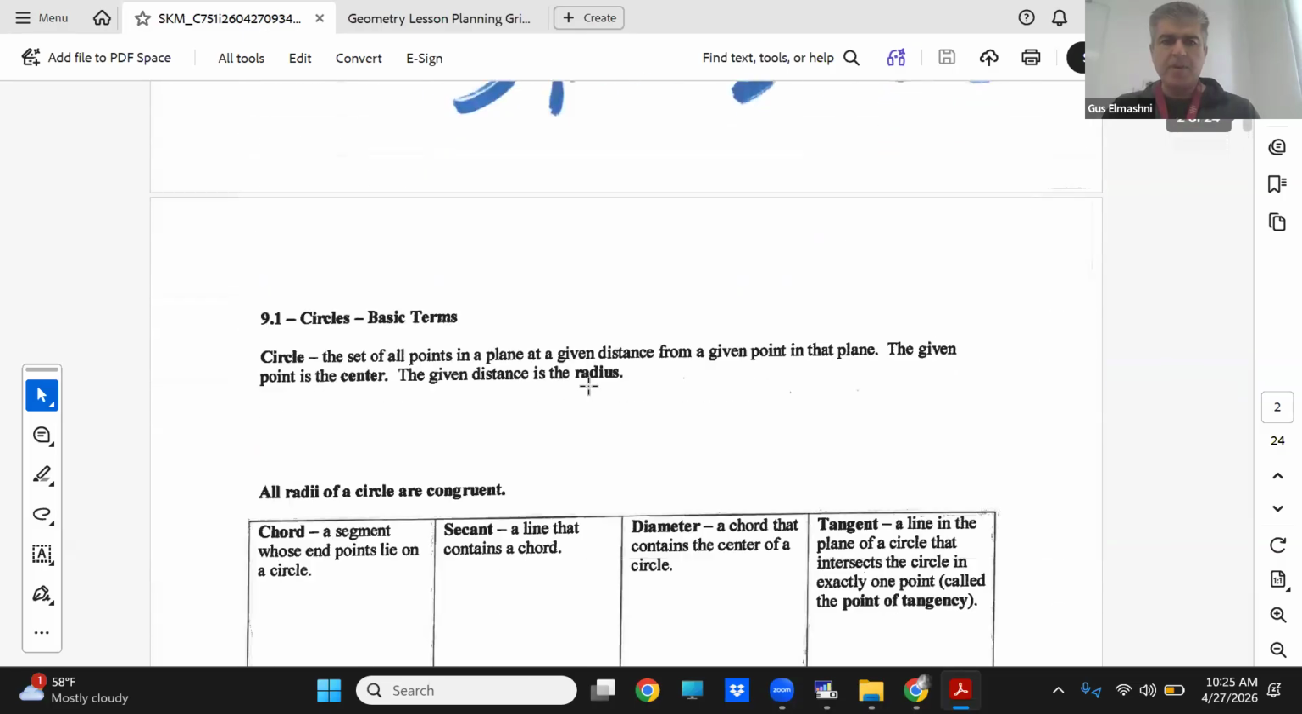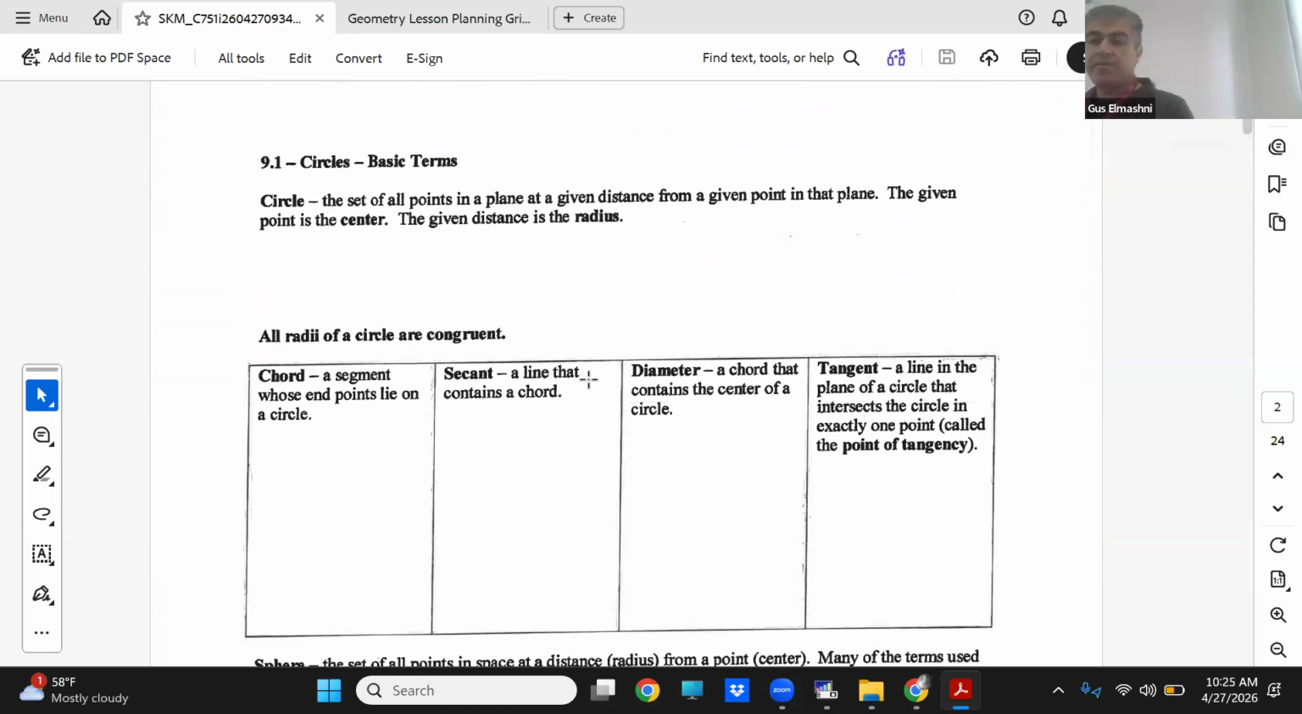All right. So basic terms. Again, we know this already. Circles have all points in a plane at a given distance from a given point in the plane. The given point is the center. The given distance is the radius. The chord we talked about. The secant we talked about. Diameter. So if I just do quick diagrams again of what we already discussed.